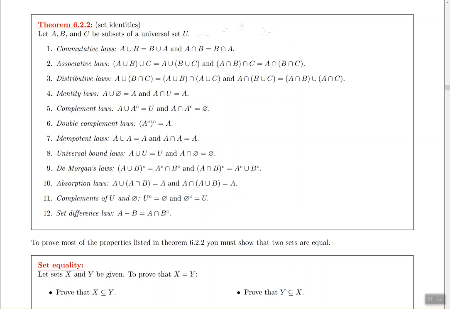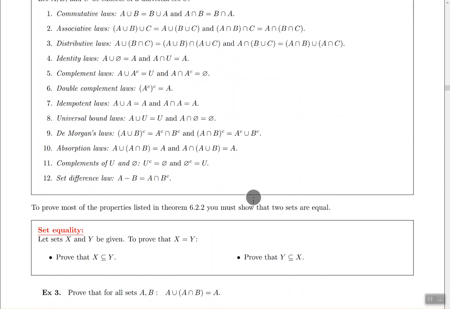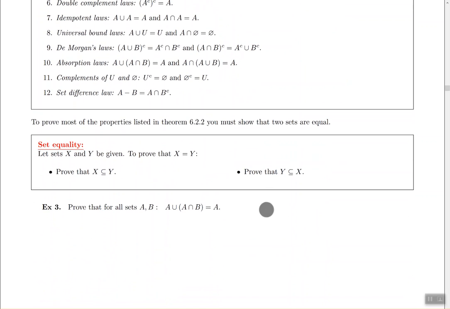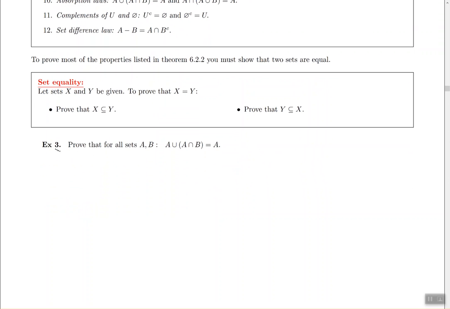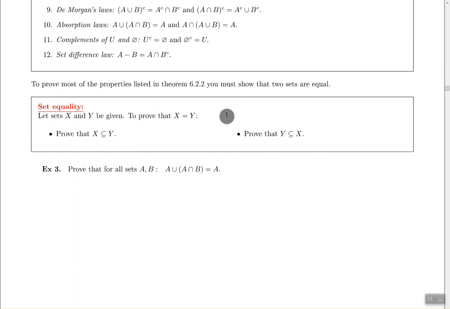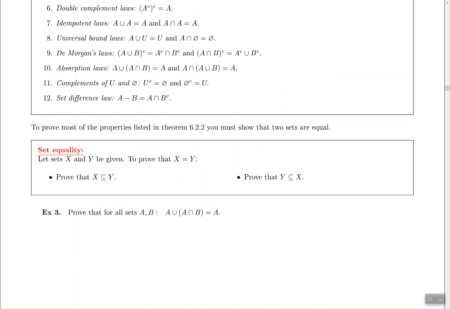We're going to actually prove some of these theorems again in the next few minutes, but as a reminder, how do you show that two sets are equal? In order to show two sets are equal, you have to show that X is a subset of Y and Y is a subset of X. We did it once before, but I'm going to do that again here. So example 3 says show that A union (A intersect B) is the same thing as A. This was, by the way, one of these properties that we call absorption laws, example number 10.